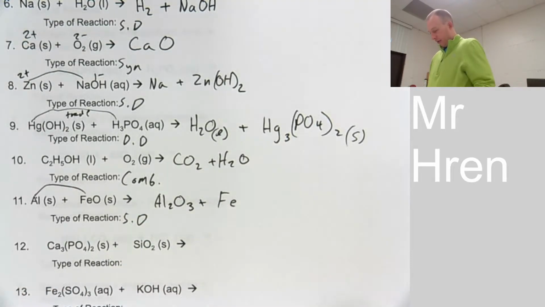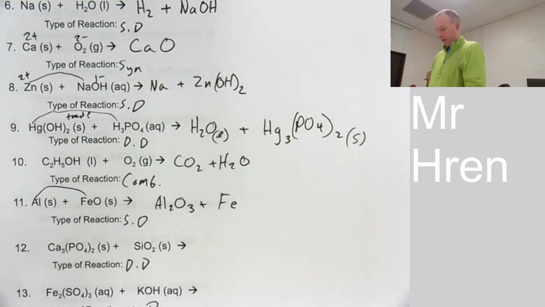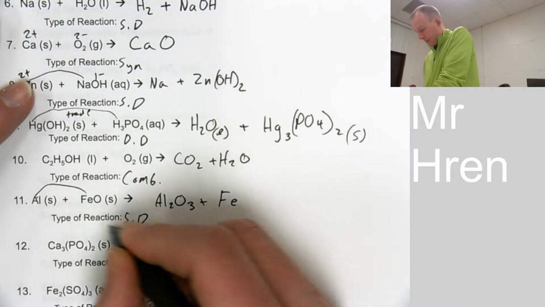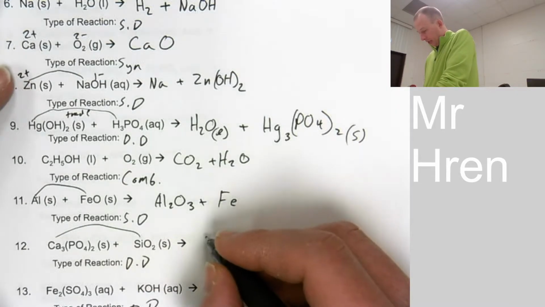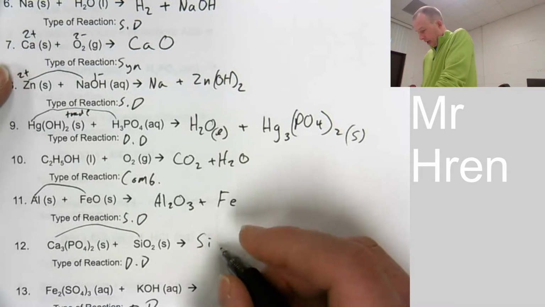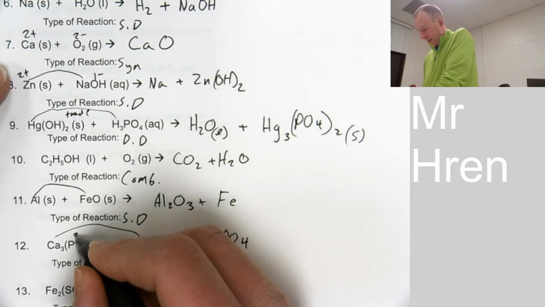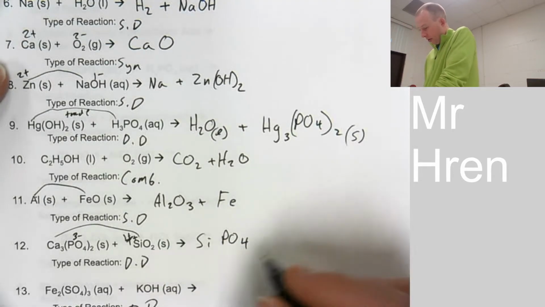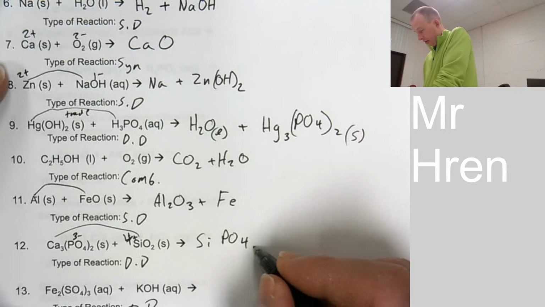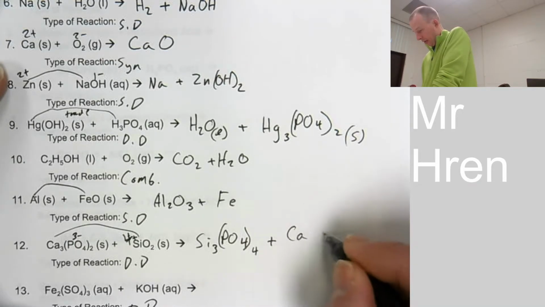Then the last 3 of these are all double displacement. If you look at them all, they're all compounds. So you're going to crisscross those. You're going to switch the positives always for all these. So we'll have silicon and phosphate. In this case, phosphate is a -3. In this case, silicon's a +4. So you'll crisscross it, and this will be confusing because you'll end up with Si3(PO4)4. And then we'll have calcium oxide.